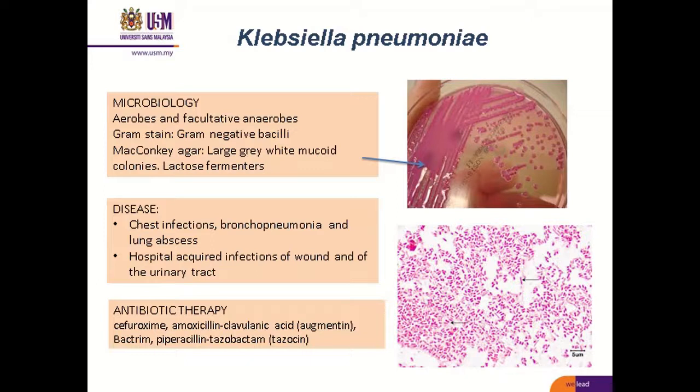The diseases it causes include chest infections, bronchopneumonia, and lung abscess. It also causes hospital-acquired infections of the wound and of the urinary tract. Antibiotic therapy that can be given includes cefuroxime, amoxicillin clavulanic acid, Bactrim, and piperacillin tazobactam.